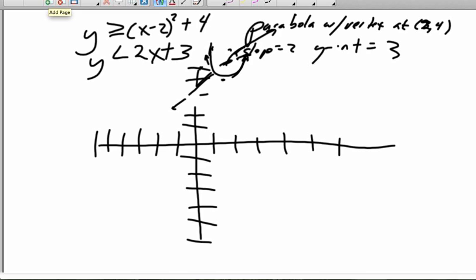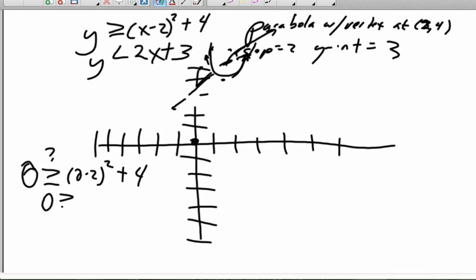Okay. We'll start with my parabola. I'm going to pick a point 0, 0 and plug it in. So that would mean, this is what we're trying to figure out, is 0 greater than or equal to 0 minus 2 squared plus 4? So 0 greater than or equal to 4 plus 4, and that's false. So since this doesn't work, the area I need to shade on my parabola is going to be the inside part.